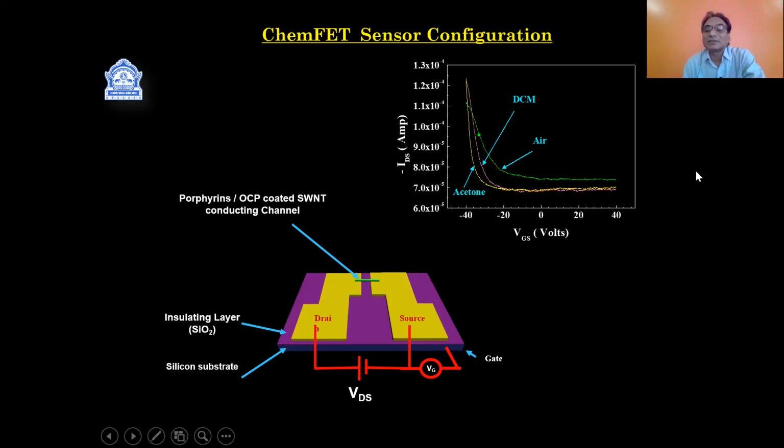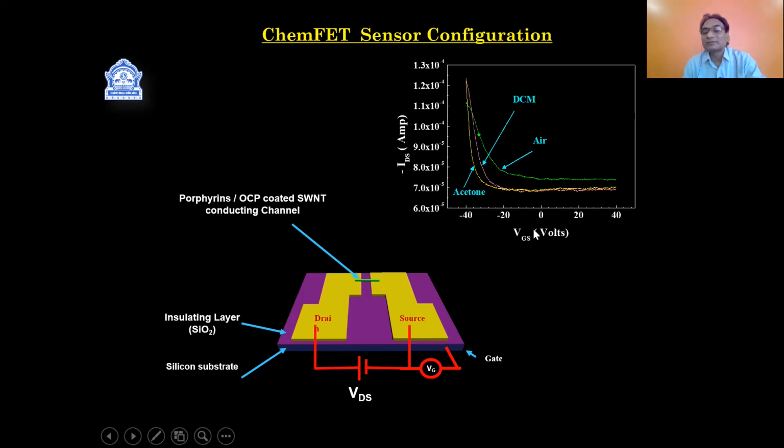For transfer characteristics, you will be modulating VGS and measuring IDS for different values of VDS, right? Usually, once you have the transfer and output characteristics done, and you understand that the given material is a wonderful FET material, then you can do the sensing. For sensing, you fix an optimized value of VDS, then expose this material to different gas analytes, like here acetone, dichloromethane, and air. Air means we are not exposing to any gas analyte. So this is going to be your transfer curve, right?